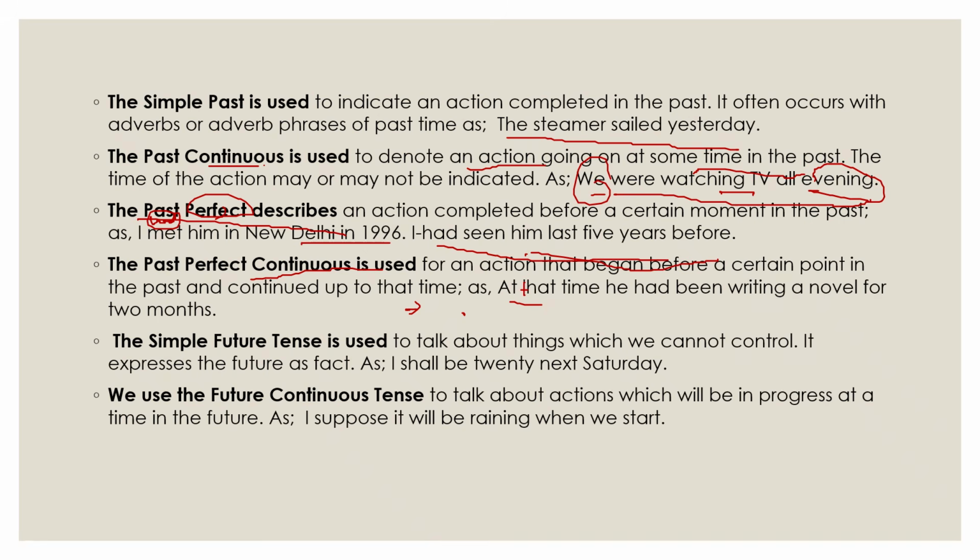Like at this point of time in the past, you were doing some action for some time. You had been continuing doing that. Okay, right now you're not doing it. At this time in the past, you had been doing that action, that means past perfect continuous tense.